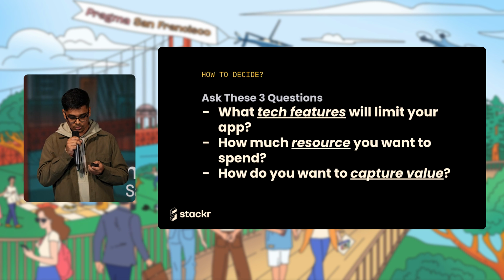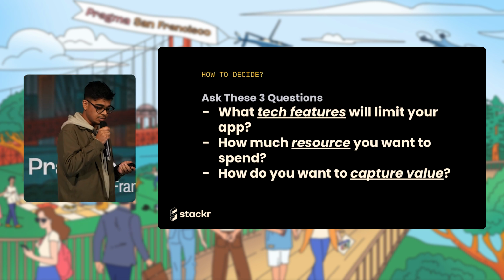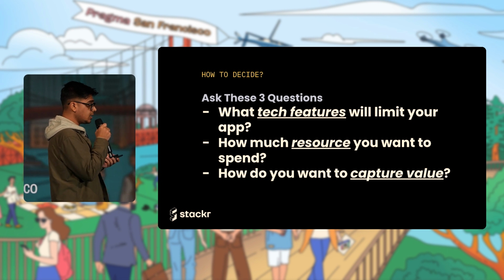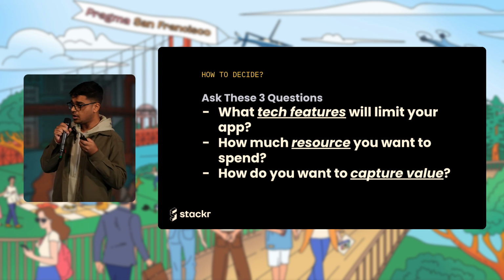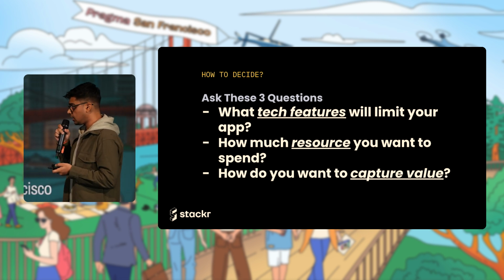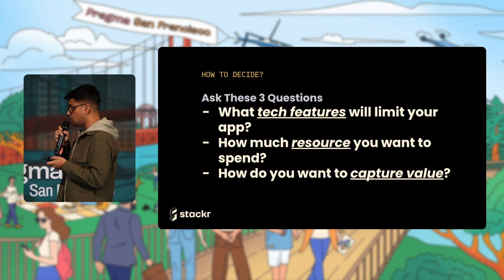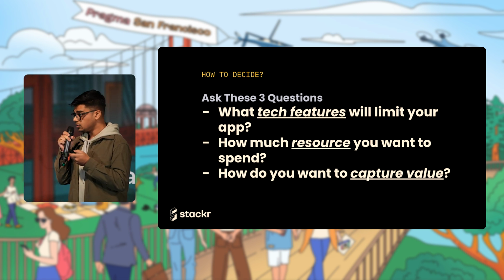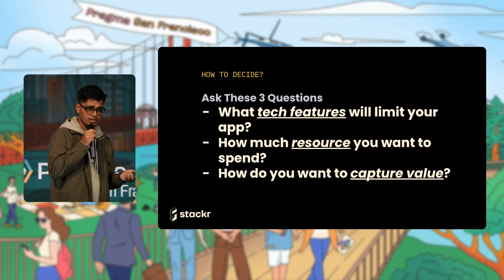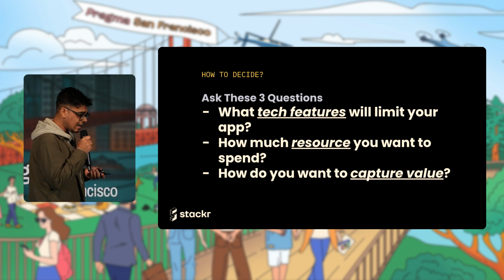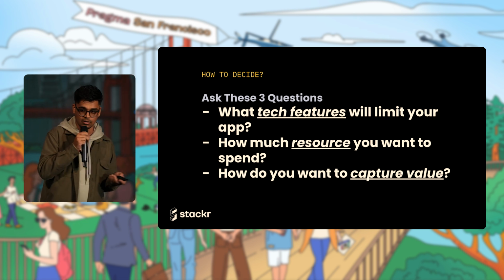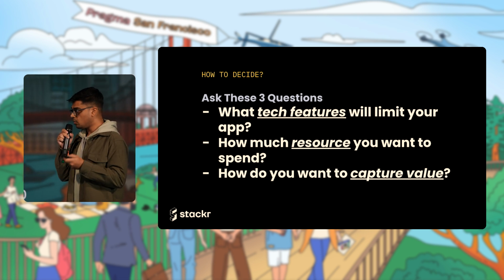To get there, you need to ask yourself these 3 questions. What tech features would limit your application? Is there something you need to care about which the current chain does not provide, or you need to customize the VM a lot to be able to do these kinds of things? For example, the block times. You're not happy with a 12-second block time, you need much faster blocks. That is a limiting feature, so you need to be more bespoke for that.